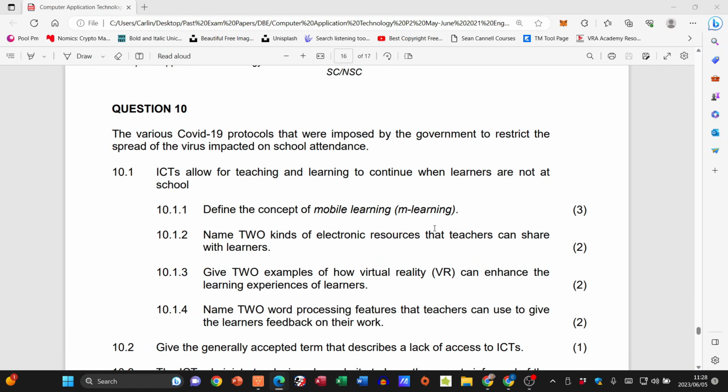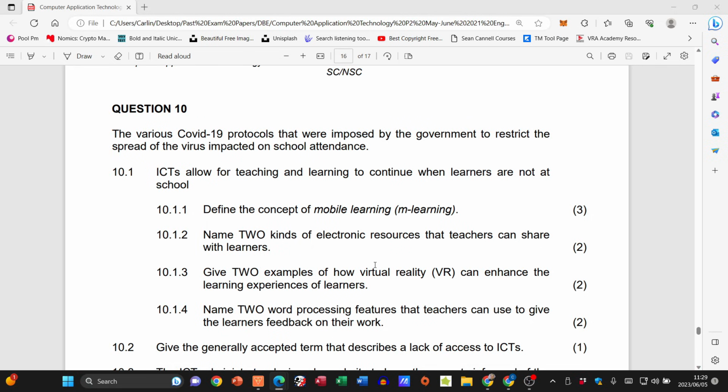Now, name 2 kinds of electronic resources that teachers can share with learners. Well, they can share online lessons, virtual meetings, videos, quizzes, podcasts, audio files, anything like that. They can even share my videos. Okay, so anything like that can be shared.